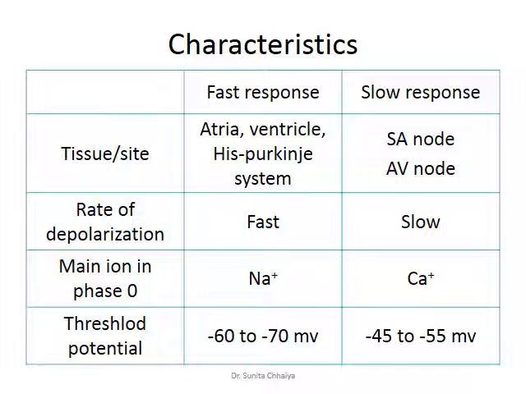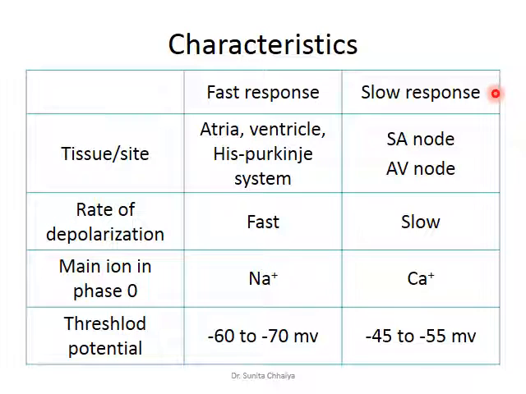So there are different tissues in the heart. The responses generated in different tissues are categorized as a fast response and a slow response. In a fast response, the tissues involved are the atria, ventricles, bundle of His and Purkinje fibers, where the rate of depolarization is very fast, and the ion channel responsible for the generation of phase 0 is the opening of the fast sodium channel, and the threshold potential is around minus 60 to minus 70 millivolts.